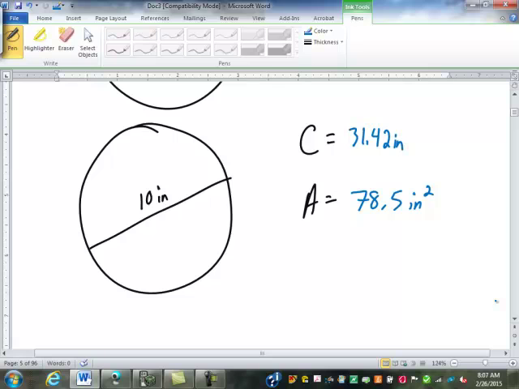You guys come up with those numbers? Circumference is pi times diameter? Yep, so this one's just pi times 10. And then this one's pi times 5 squared.